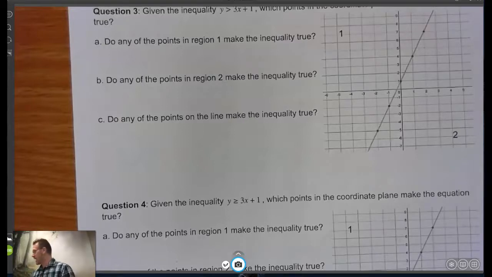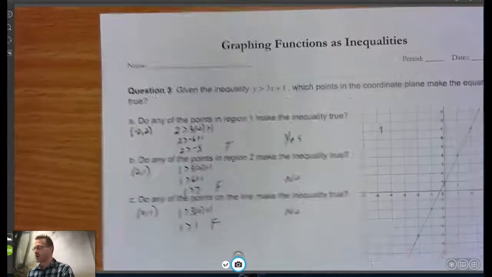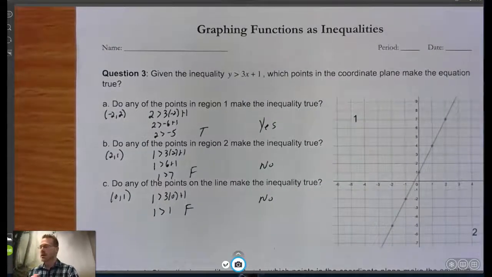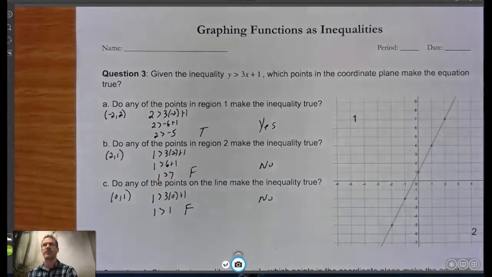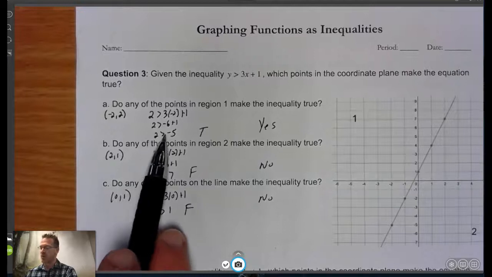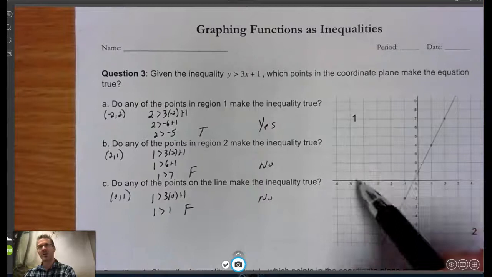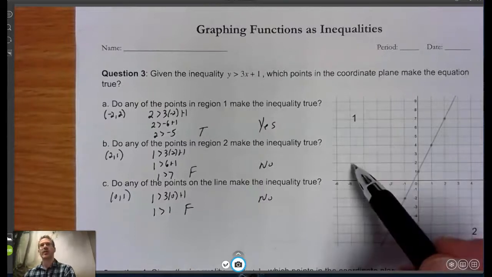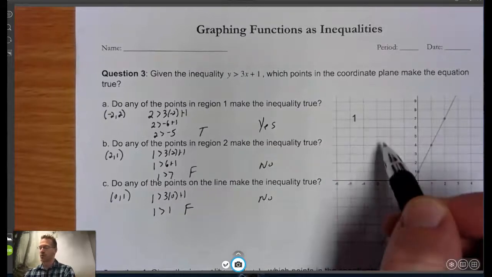All right, so let's see how you did. Let me pull up my answer key here. Once again, for both questions 3 and 4, I just continued using the same 3 points. Now notice this time our inequality is y is greater than 3x plus 1. So when I plugged in negative 2, 2, this time I get 2 is greater than negative 5. So any point you picked here, if you did your order of operations correctly and interpreted this, should make this inequality true.